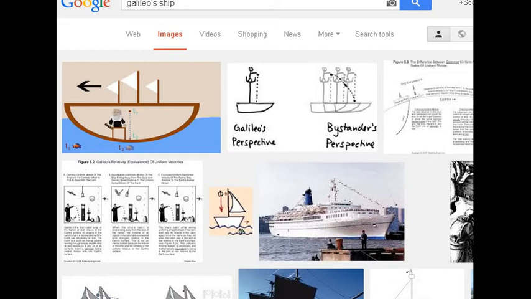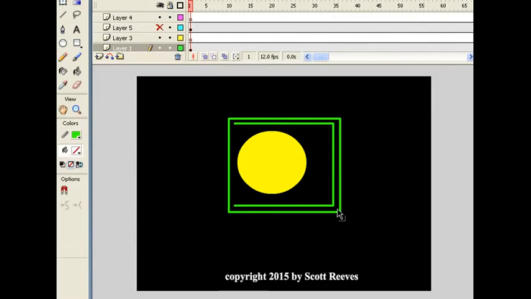So, waiting on my computer to catch up here. My contention is that both Galileo and that bystander, let me go back there.